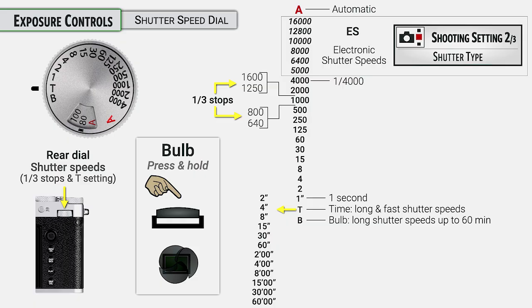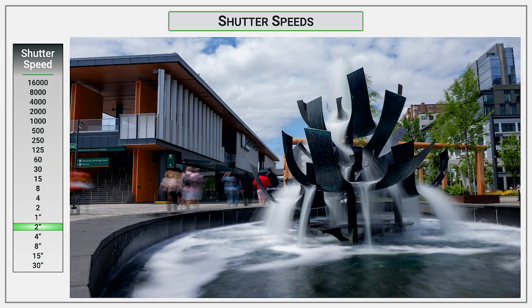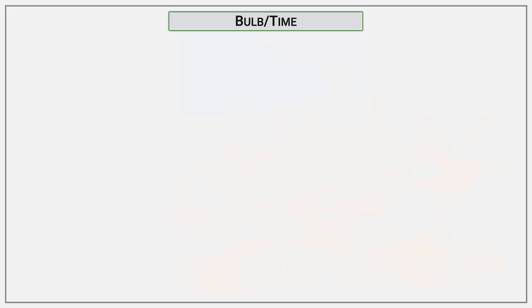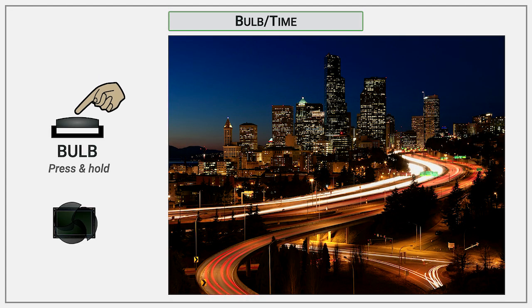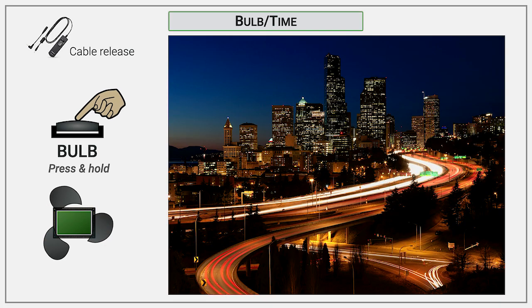And so if you select the electronic shutter speeds there, then you can go all the way up to 16,000th of a second. In any case, when it comes to shutter speeds, if you have fast-moving subjects that you want to stop, you can select fast shutter speeds like 500th of a second for sports and action. If you want to blur the action, you can set it down to 2 seconds and use a very long shutter speed. If you're working at nighttime, the bulb or the time mode can work really well for leaving the shutter open for a very long period of time. And once again, that cable release can help.